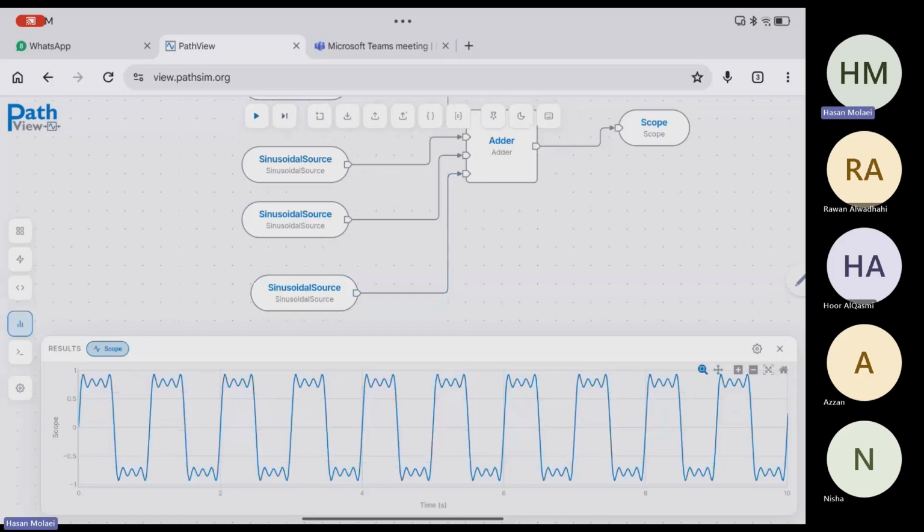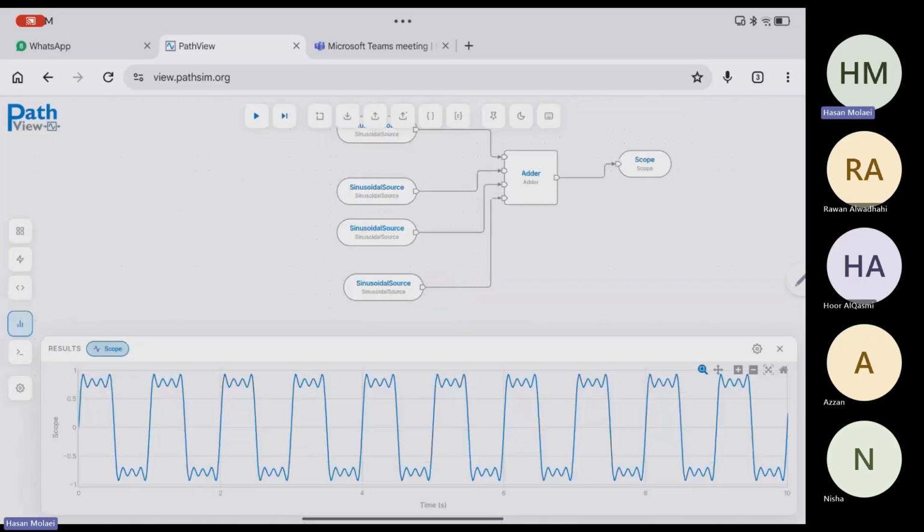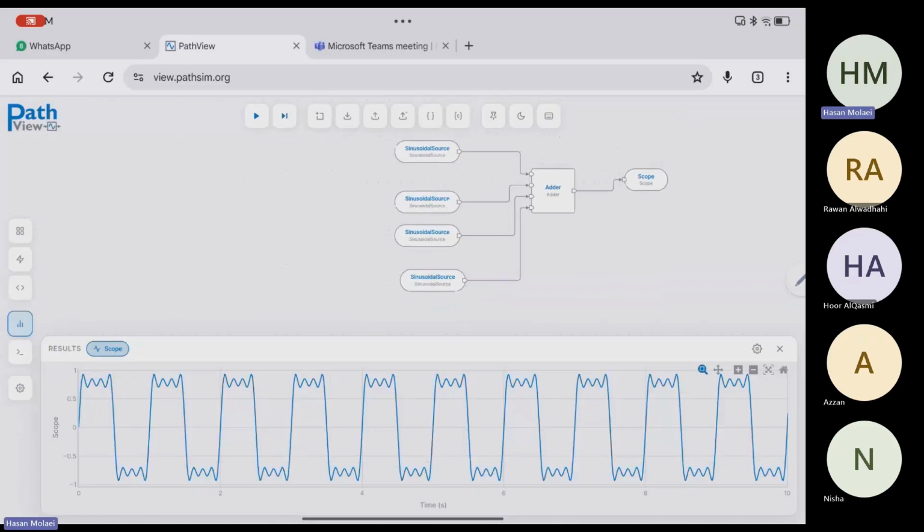You can see it's getting more like a square wave. I'm adding some sinusoidal signals, and at the output I have the square wave. When I want to see one perfect square wave, how many sinusoidals should I add? Yeah. In theory, we should add infinite sinusoidal signals to see one square wave.